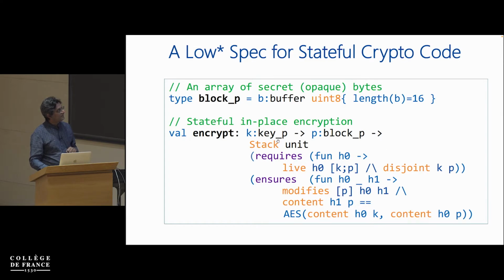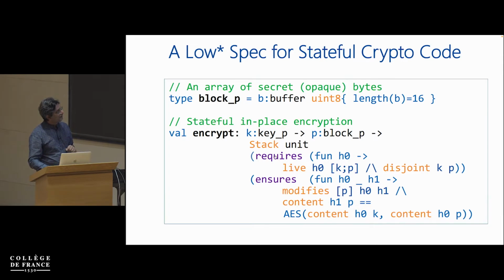So it says this code is in the stack effect, which means it's only allowed to allocate and deallocate things from the stack. It is not allowed to touch any other part of the heap. It can read this key and the K and P from the heap, but it's not allowed to allocate anything on the heap. It's only going to do allocations locally on the stack.